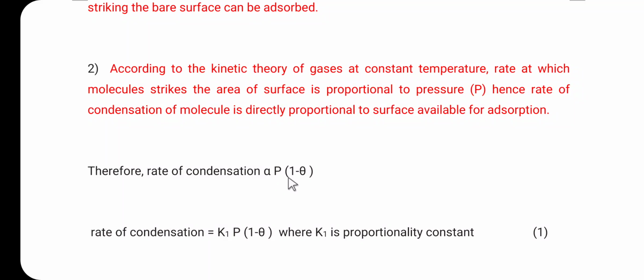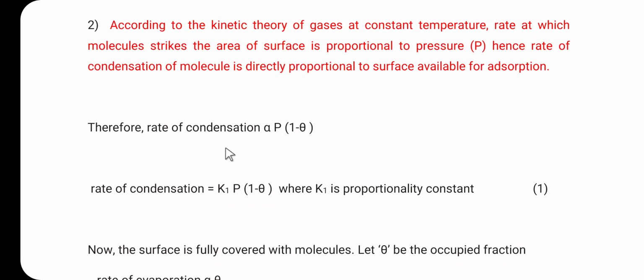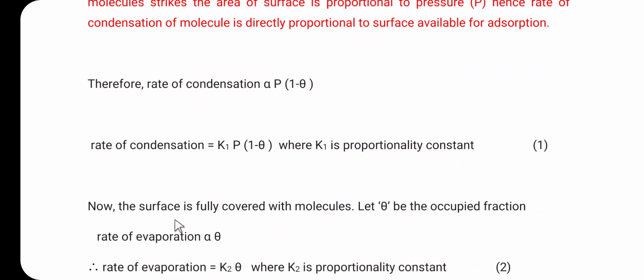P is the pressure and 1 minus theta is the surface available for the adsorption. So from this equation we can write the rate of condensation is equal to K1 P (1 minus theta), where K1 is the proportionality constant, and this is equation number 1. Now let theta be the occupied fraction.